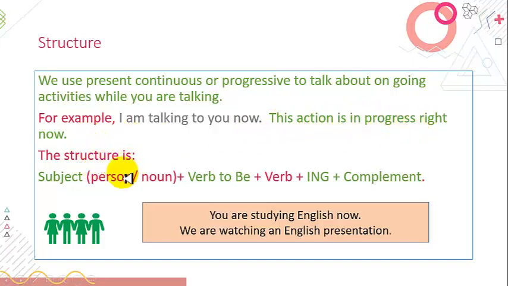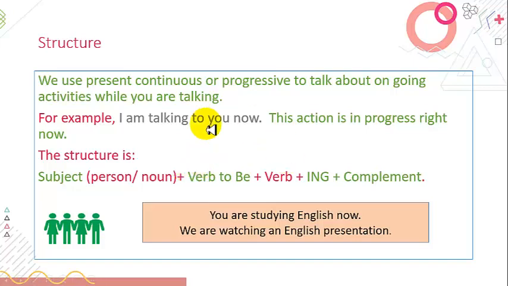The structure is a subject. A subject could be a person, a noun, or a pronoun. Remember that for pronouns, we know I, you, he, she, it, we, they, etc. Then you use the verb to be. Since we are talking about present, the verb to be in present is am, is, are.